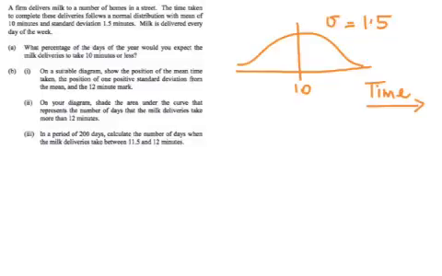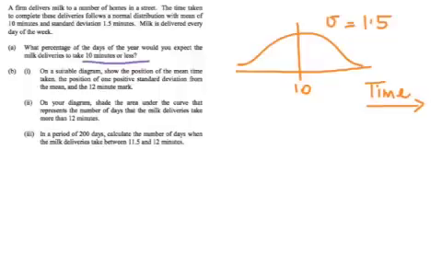Here's another normal distribution question, and this is about delivering milk. It says the time taken to complete the deliveries, in other words, to deliver all the milk, follows a normal distribution with a mean of 10 minutes and a standard deviation of 1.5. And then it tells us that milk is delivered every day. Okay, question A. What percentage of days would you expect the milk deliveries to take 10 minutes or less?